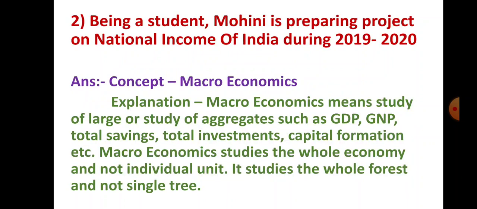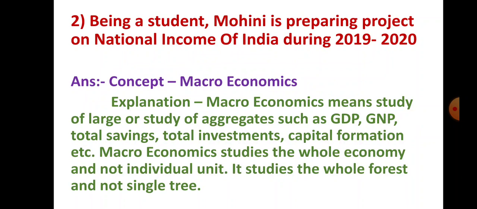Being a student, Mohini is preparing a project on national income of India during 2019-2020. You have to identify the concept, and here the concept is macroeconomics. Being a student, Mohini is preparing a project on national income. So national income is a macroeconomic concept. So here Mohini is related with macroeconomics. So 1 mark for identifying the concept, and 1 mark for explanation of the concept.